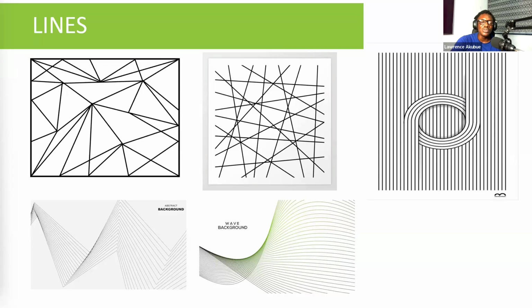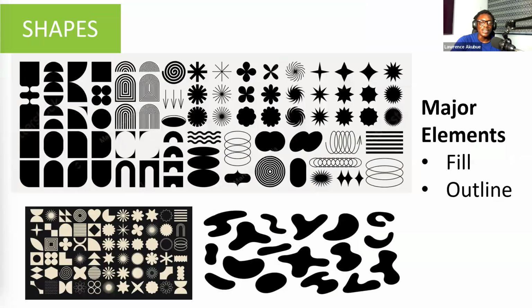So even line can be used to represent perspective. Okay. So another one is shape. What you've noticed is that even line and shapes, you can use it as either organic or geometric. So what you are seeing here, you are seeing organic and geometric.